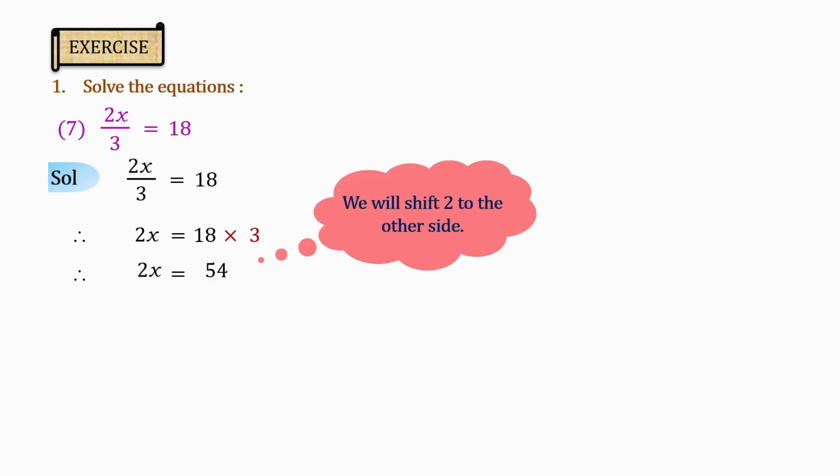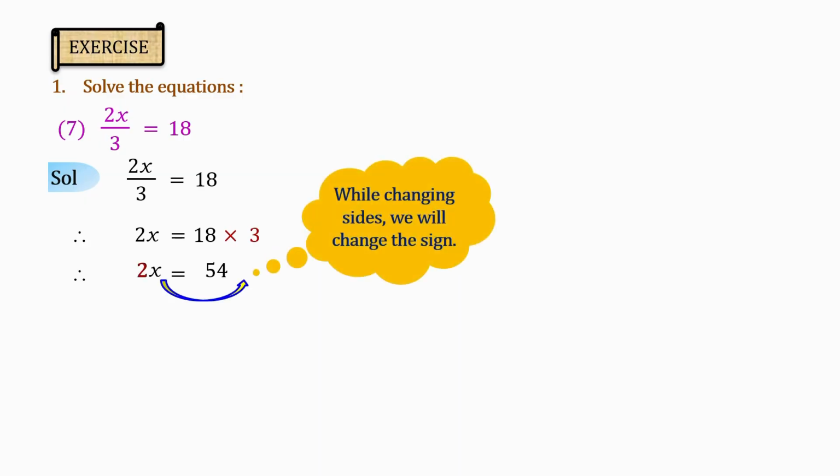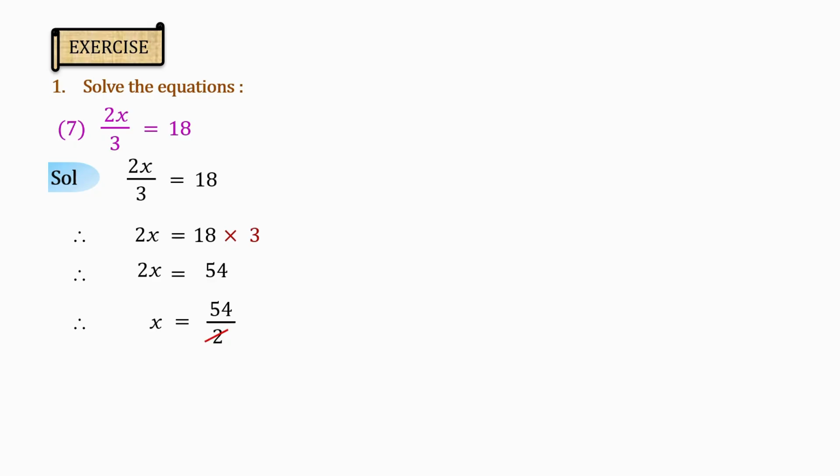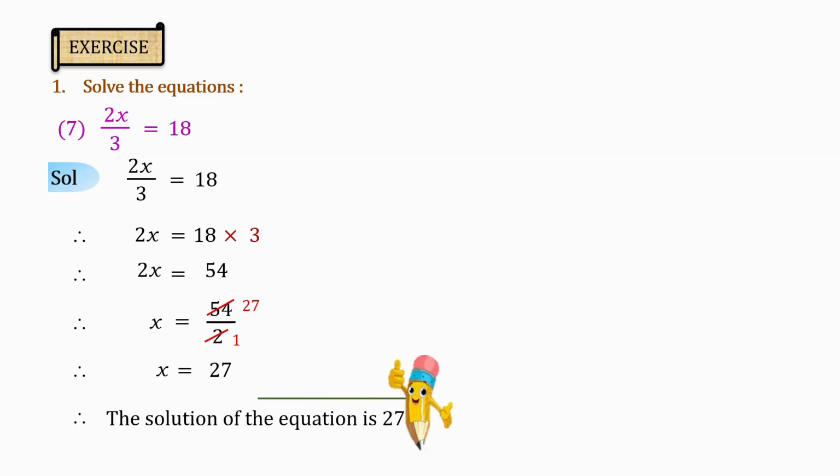Now we will shift 2 to the other side and we will change the sign as well. So 2 is multiplied over here, so that will now become divided. So that's why x equal to 27. So the solution of the equation is 27 in this case.